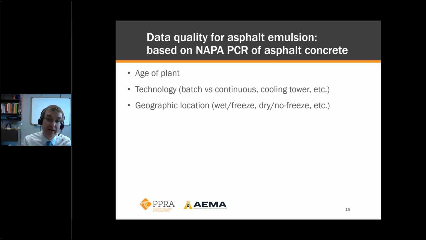But the point of that little anecdote is that there's a lot of geographic locations, and how we make emulsions down here in Arkansas versus how emulsions are made up in Wisconsin are very different. There's a lot of different considerations to take into account.